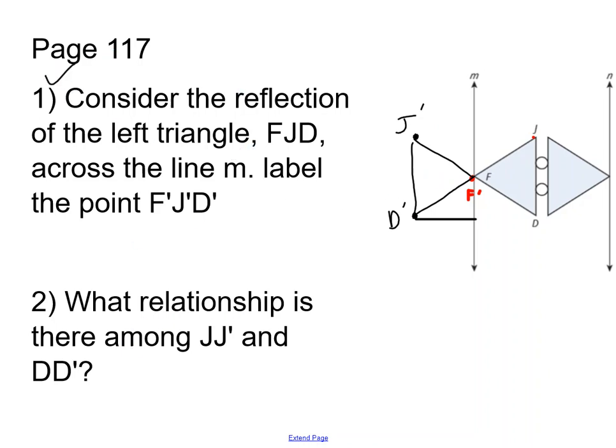What are the relationships between J and J prime? So that's this, and D and D prime, and that's that. Well, those look like they are parallel.